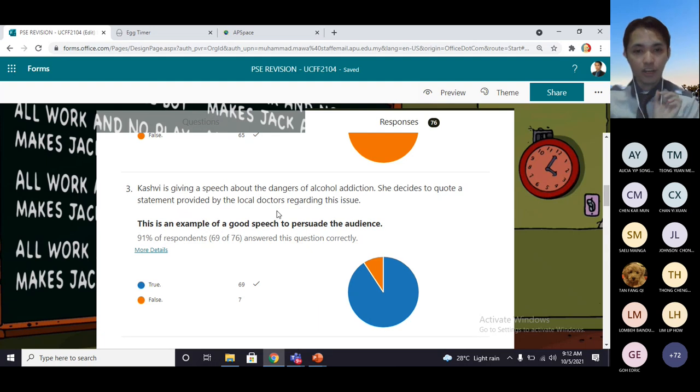So going back to question number three, this is true because you can take statements given by local doctors. It's highly credible in this situation. But obviously, if the situation changes a little bit, let's say you are talking about becoming an entrepreneur, or about engineering, and then you quote whatever your local doctors are saying, probably it's not a very good example because maybe they have no experience or have never learned anything that relates with engineering. So in that case, it's going to be less of a good speech. But in this case, the effect of alcohol on our body, local doctors, this is true because it's highly credible to take experts' opinions that relate with the topic.